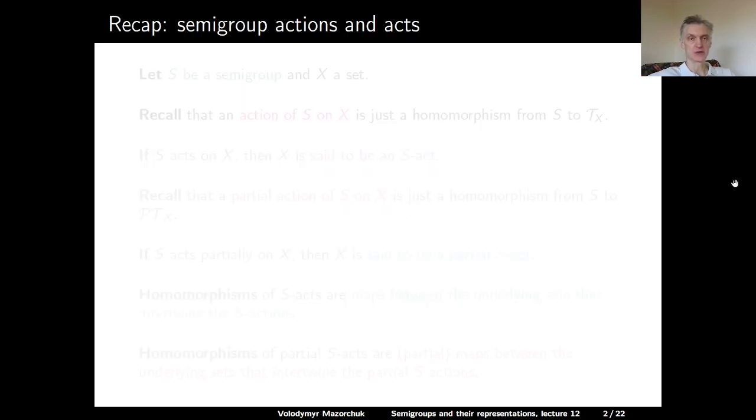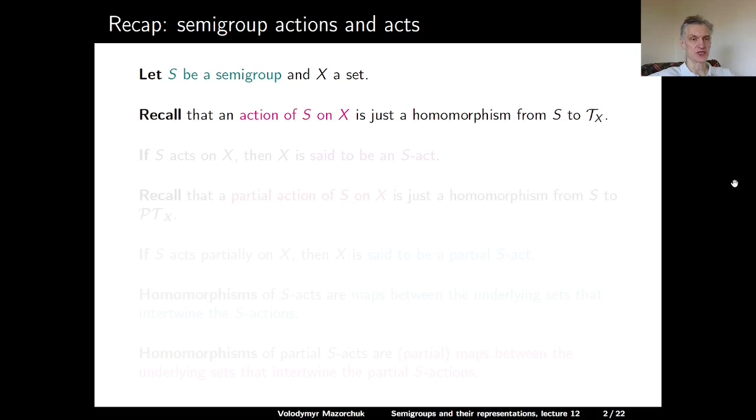So today we will talk about transitive acts, and for that let us start by reminding ourselves what an act over a semigroup is. So let S be a semigroup and X a set. As we defined in the previous lecture, an action of S on X is just a homomorphism from S to the full transformation semigroup on X. That's an action by total transformations, by full transformations. If S acts on X, then X is said to be an S-act.